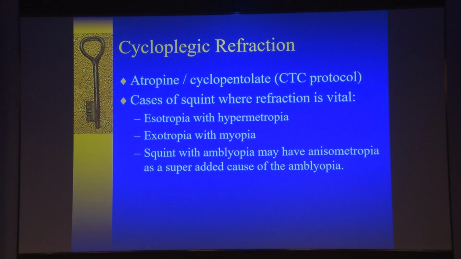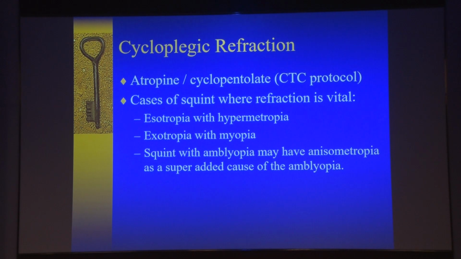Okay, cycloplegic refraction. Whatever form of cycloplegia you want to use, either atropine or CTC protocol or homide, essentially, you need to know the refractive status to connect it with the squint. So hyperopes are more prone to esos, exos are connected with myopes.